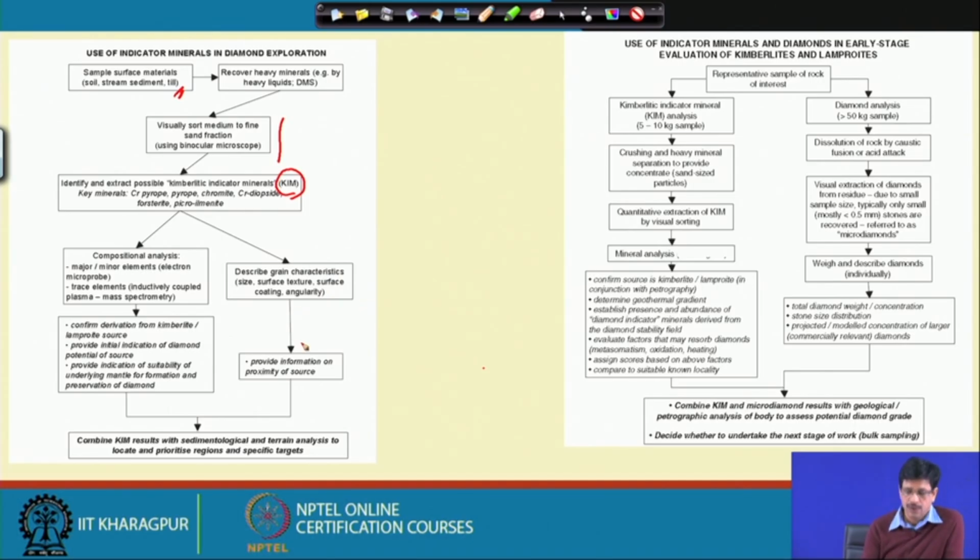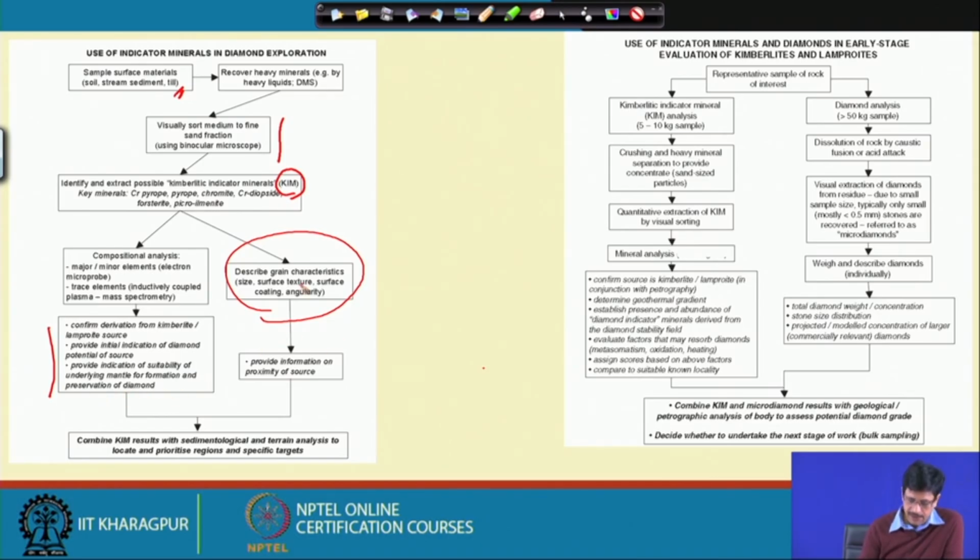It is not only the composition that will always be the deciding factor; even sometimes the grain characteristics also have to be well documented. Then this gives a confirmed derivation from the kimberlite or lamproitic source. They provide the initial indication for diamond potential of the area, and also provide indication of suitability of underlying mantle for formation and preservation of diamond.